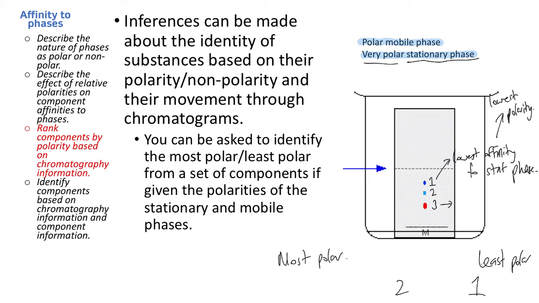This number 3 has a high affinity to the stationary phase, and therefore has a high polarity because the stationary phase was very polar. All right, so the most polar is number 3, the least polar is number 1, and you'd be able to rank them based on their movement through the polar mobile phase and the very polar stationary phase. So remember, effectively what you might say is that the slowest one is the one that matches the stationary phase the most, whatever that stationary phase is, okay?